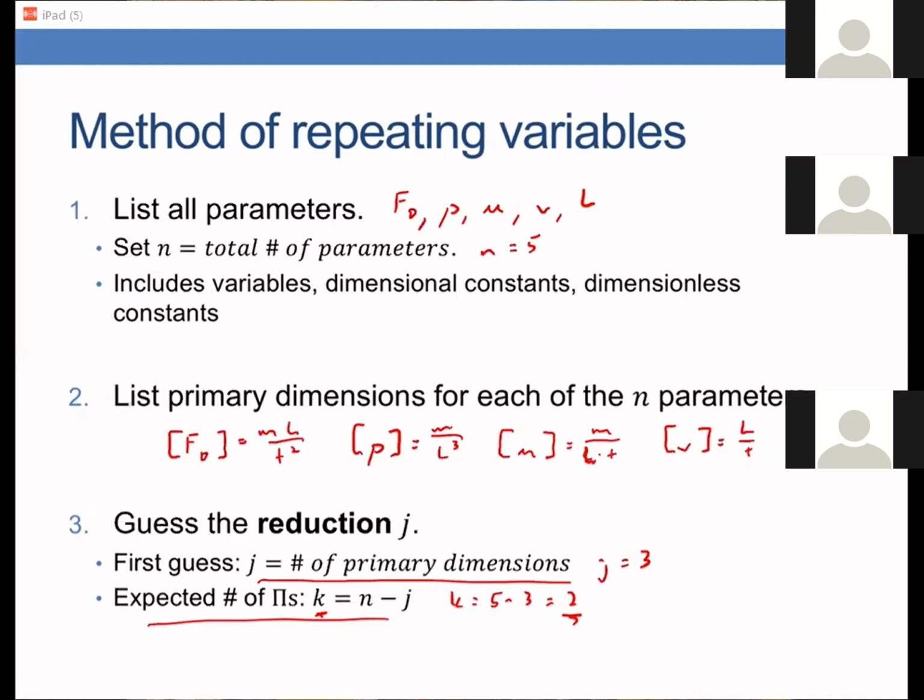Sometimes you won't be able to find 2 pi's that cover everything you need to cover. And so then you'll have to say, okay, maybe J is 2 and there's 3 pi's.